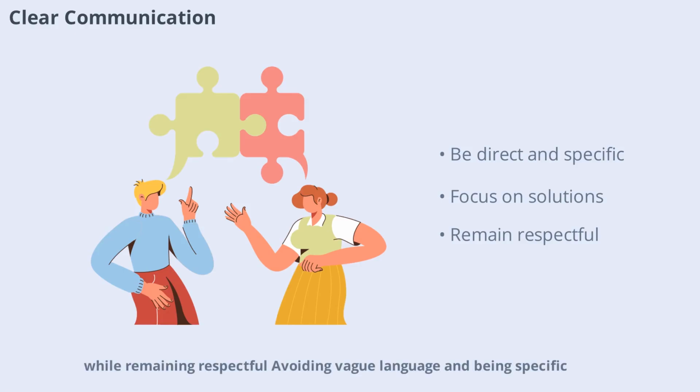Avoiding vague language and being specific about issues can help prevent misunderstandings. For example, instead of saying, "You never helped," try, "I need assistance with patient rounds." By focusing on facts and solutions rather than blame, teams can work together more effectively.